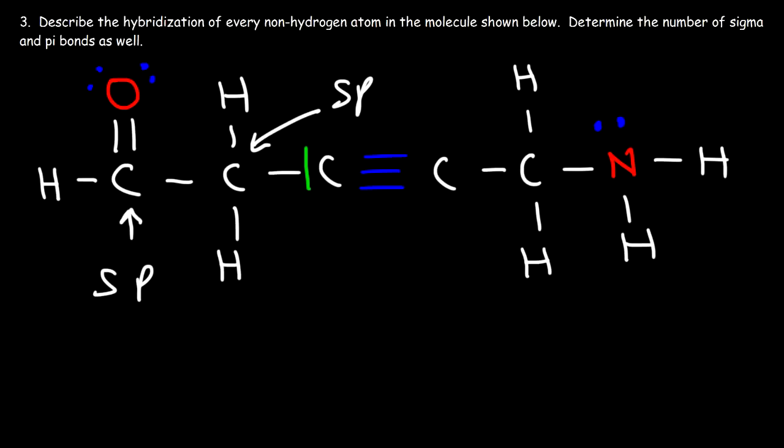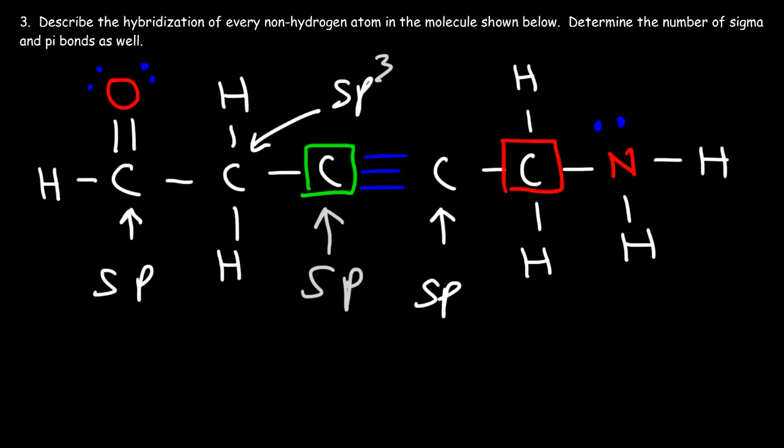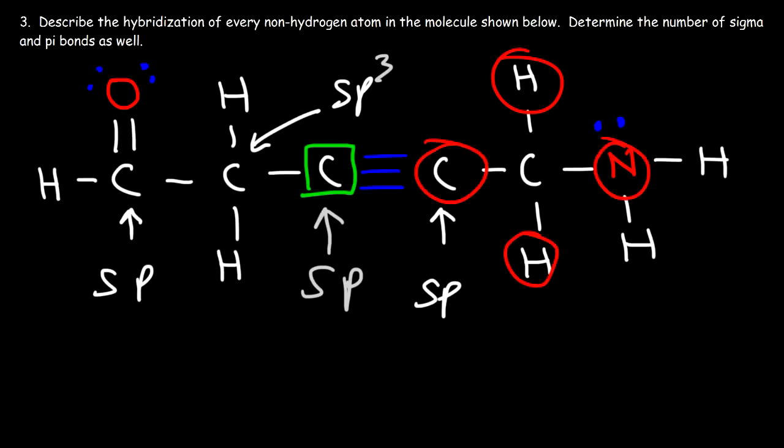Now let's move on to this carbon atom. It has a steric number of 1, 2. And so it's going to be sp hybridized. And this carbon will also be sp hybridized as well. Now what about this one? So it has a steric number of 1, 2, 3, 4. So it's going to be sp3 hybridized.